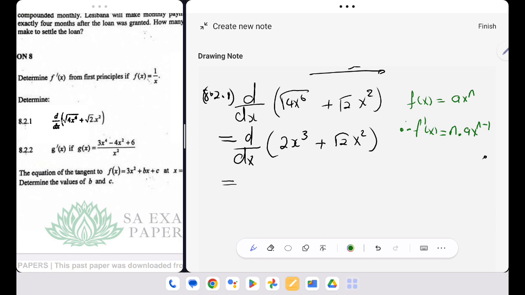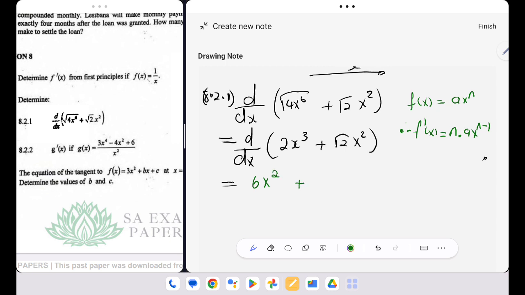So in this case, I'll have 3 multiplied by 2, which is 6x, and then 3 minus 1, I will have 2. And then in this case, I'll have 2 multiplied by root 2, which is 2 root 2, and then 2 minus 1 is just 1, so I wouldn't write a 1 here.